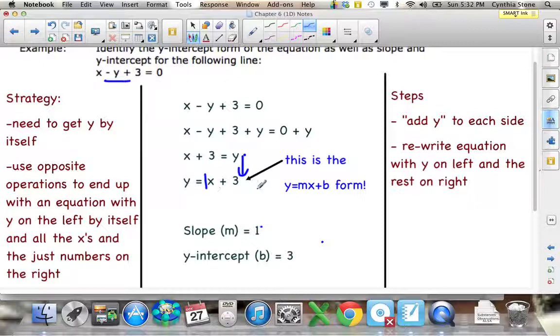Now I've got it in the right form, and I drew this little 1 here to say that when you have no number in front of the x, that means your slope is 1, not 0. Don't be confused by that, because if it was 0, then you'd have no term here at all, because 0 times anything is 0. It's a 1. And the y-intercept is 3, the number by itself. So there's my equation, and there's my slope and y-intercept.